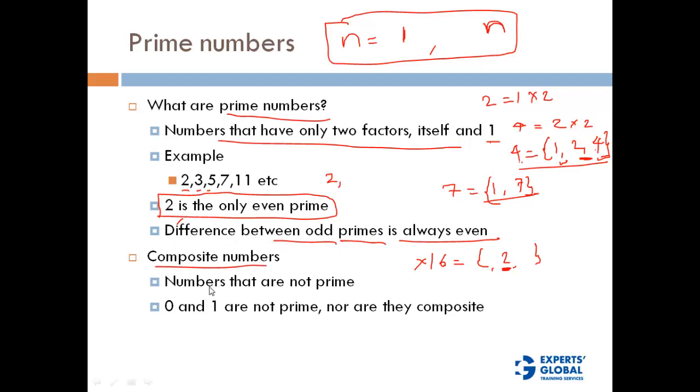Composite numbers: numbers that are not prime are called composite numbers. So here we have seen 4 is not prime, so 4 is composite. 16 is not prime, so 16 is composite. 0 and 1 are not prime, nor are they composite. Now this is a very special case. 0 and 1 are not prime, nor are they composite. Why this is so is beyond the scope of the GRE, but try to remember that 0 and 1 are not to be counted as prime or as composite.